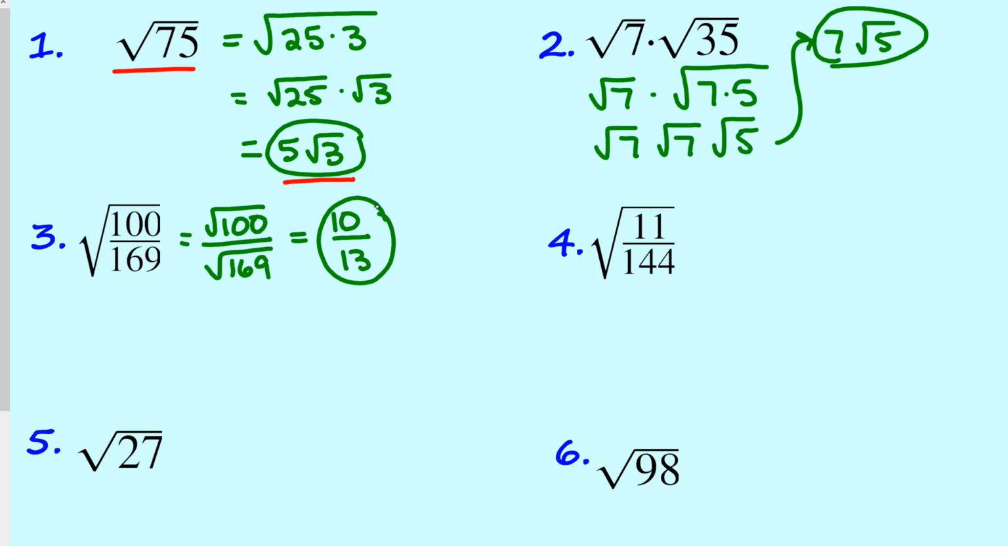Now let's look at number 4. Like number 3, we can split this up into the square root of 11 over the square root of 144. 11 is not a perfect square, and there are no perfect square factors, so we're going to leave that as square root 11. But 144 is a perfect square. The square root of 144 is 12. So we have square root 11 over 12.